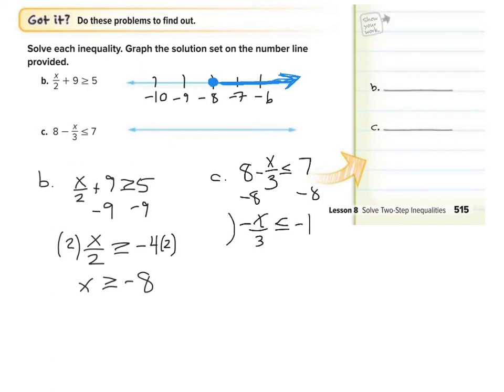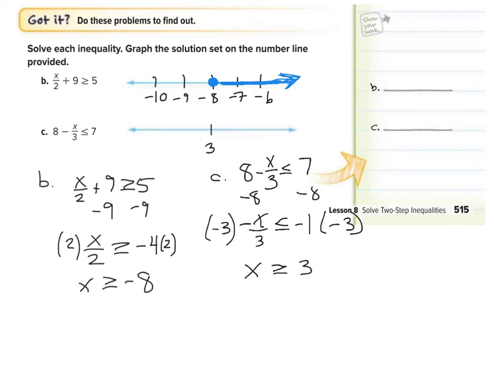And I have to multiply by negative 3 on both sides to get x by itself. So negative 3 times negative x over 3 is just x, because a negative times a negative is a positive. And I have to switch the sign since I'm multiplying by a negative number. So my sign will reverse order. It'll be greater than or equal to. Negative 1 times negative 3 is positive 3. So x is greater than or equal to positive 3.